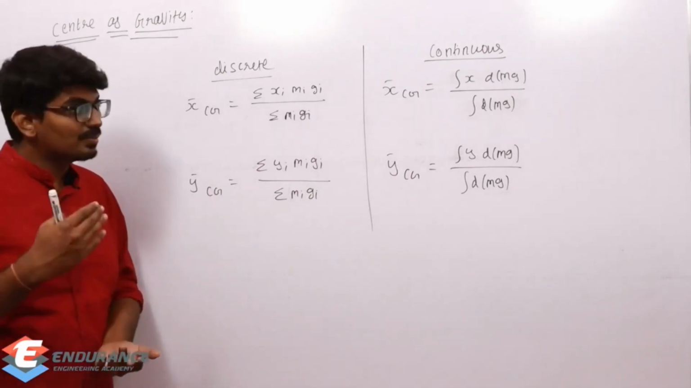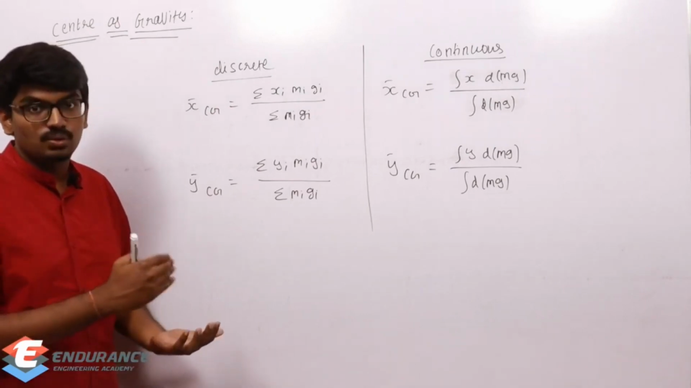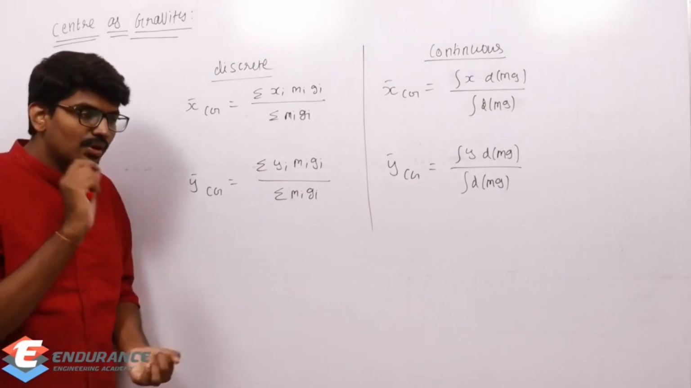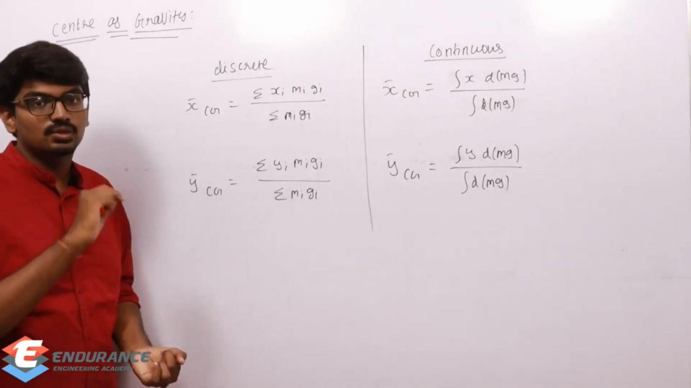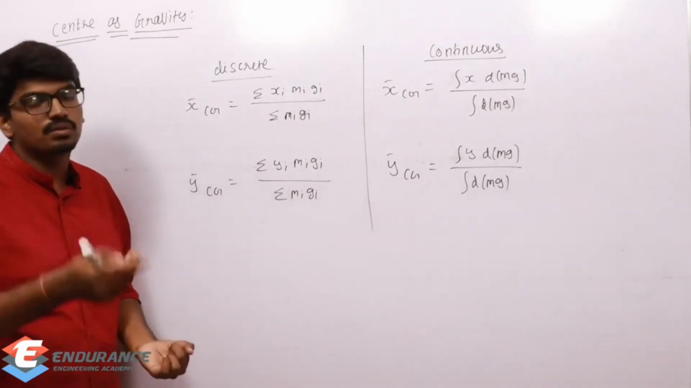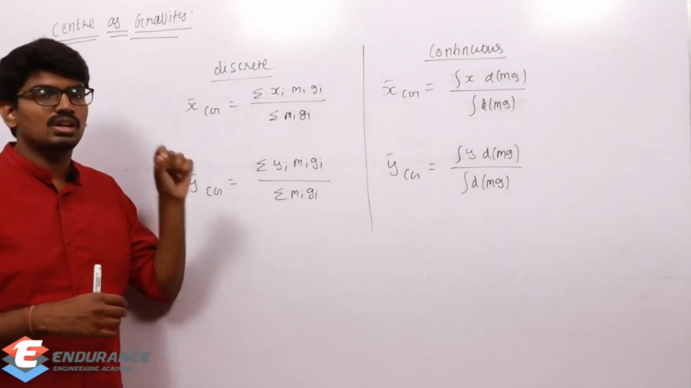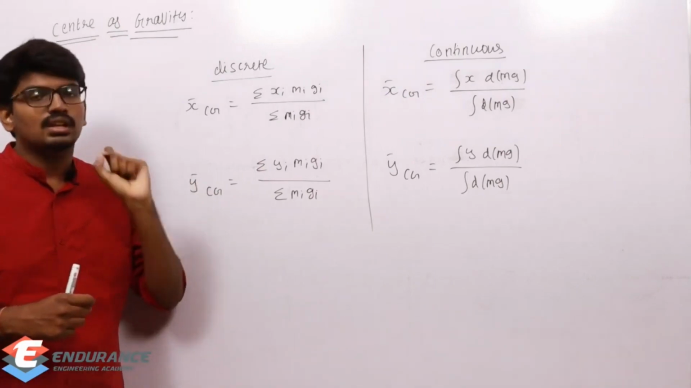But those are not completely technical definitions. Now you could understand the technical definition of center of gravity. It is a point through which the resultant of gravitational force always passes irrespective of the orientation of the body. Whatever may be the orientation, with respect to that body, the resultant will always pass through that point.